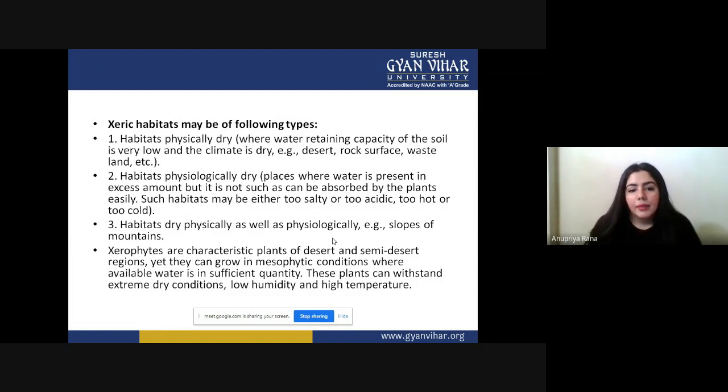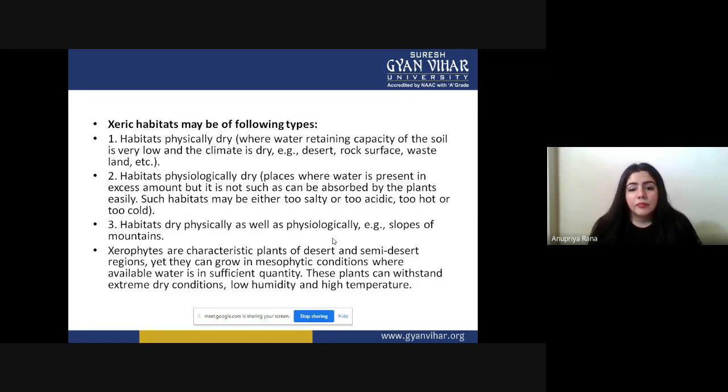Third is the habitat that is dry physically as well as physiologically. Both things happen: water is present, but not really available. This kind of situation is found on slopes of mountains, where water comes but they cannot hold it. There is no special feature in the mountain to hold the water. There is so much rain in the mountain area, but the mountain cannot absorb or store that water. That's why we call them dry physically as well as physiologically.